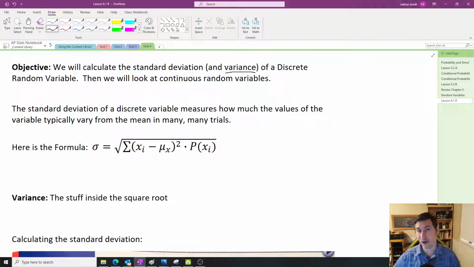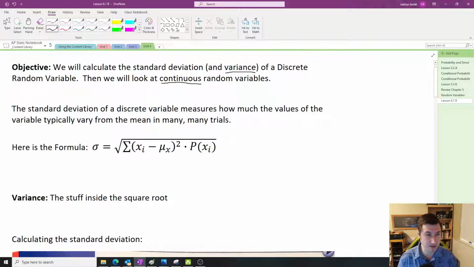Then we're going to move on from a discrete random variable to a continuous random variable. Thankfully, those are going to be nice and easy because we've done this concept before. It's something that we've already looked at. So that'll be nice and easy. All right, so first, the standard deviation.